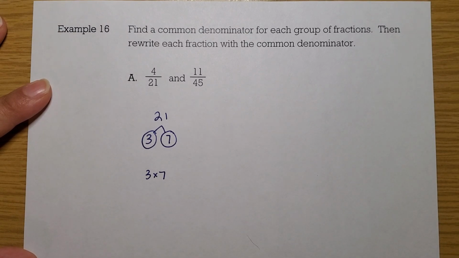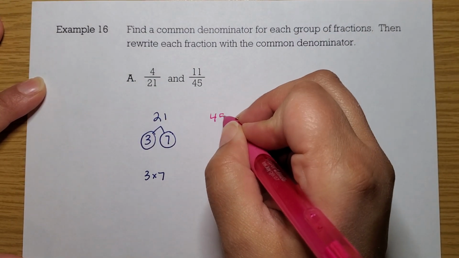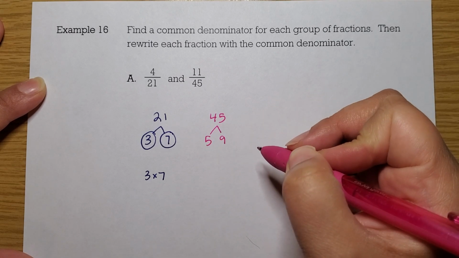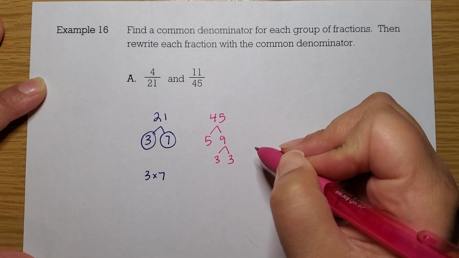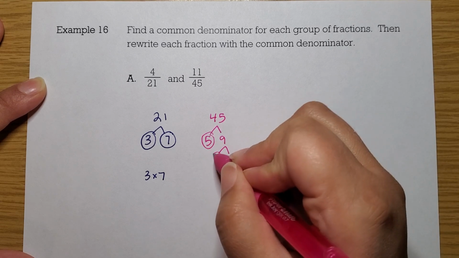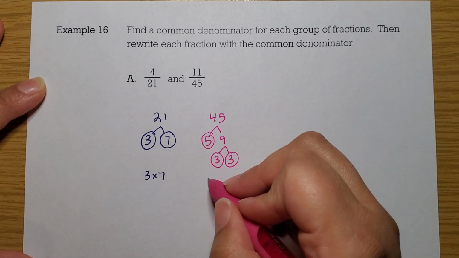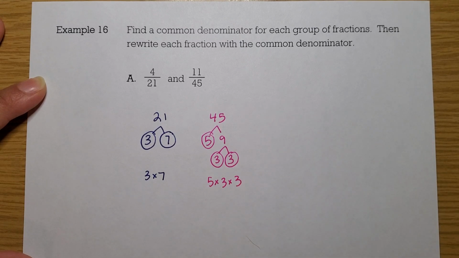All right, we're going to do that now for 45. So 45 is going to split up into 5 times 9. And then 9 splits into 3 times 3. Okay, so 45 is the same as 5 times 3 times 3.